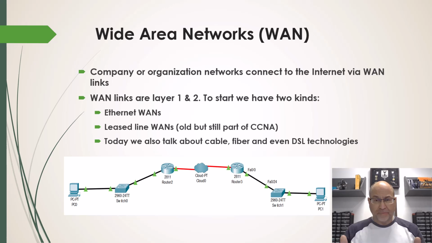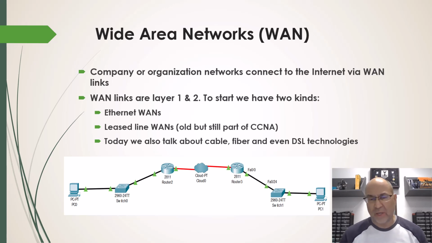Now, there are a lot of times routers on either end, but the actual connection is really about layer 1 and layer 2. So to start with, the book talks about two kinds that we have: Ethernet WANs and then leased line WANs. And this is the thing that's a bit old but still part of CCNA. So we'll take a look at some of the ideas there.